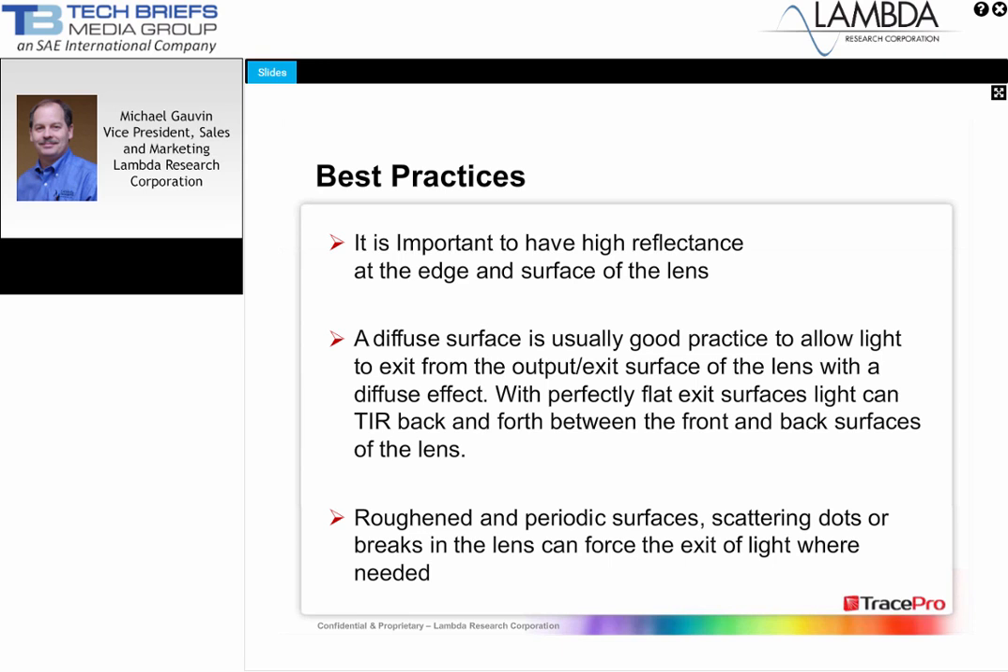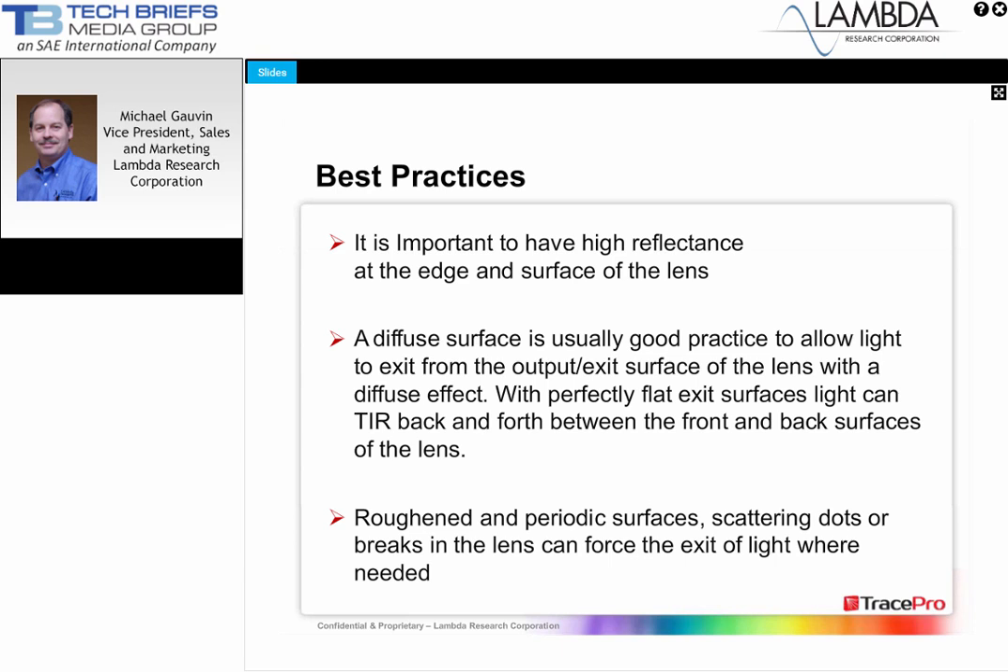Best practice for a lens, of course, is to have very highly polished reflective surfaces at the edges, the sides, and the output portion of the lens. A diffuse surface can be used, especially when we want light to exit at a very high angular output. With perfectly flat exit surfaces, light can TIR because it goes past the critical angle and stays inside the lens and bounces back and forth and never really comes out. So the lens will heat up and you won't get the light out that you want. But a diffuse surface will break up that output section and allow the light to come out.